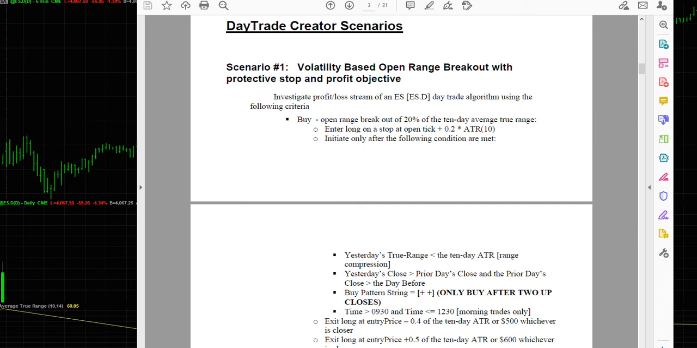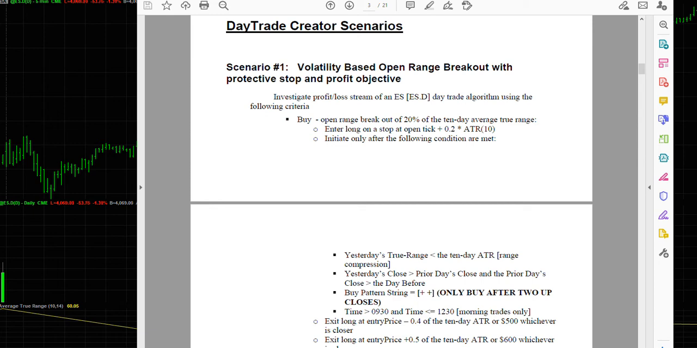How are we going to buy? We're going to buy on an open range breakout of 20% of the 10-day average true range. So we're going to buy the open tick plus 0.2 times ATR 10, and we can only initiate a long position if yesterday's range is less than the 10-day average true range. Range compression. We're looking for a spring. We're looking for the market to expand after a compression. It's like compressing a spring, and then the next day or 2 it should expand. So hopefully you get increased volatility, and you can take advantage of it.